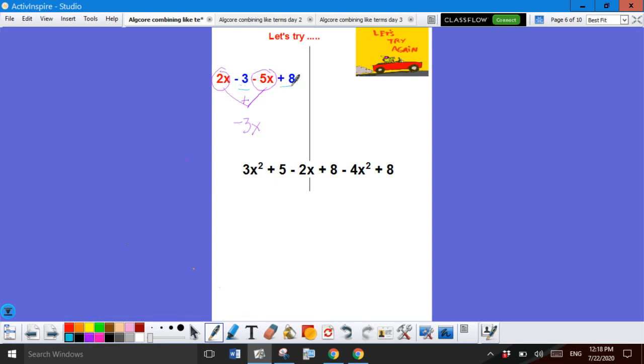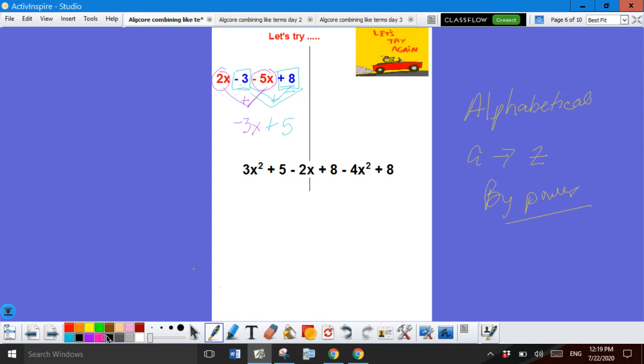And then if I take a look at my numbers, I have a negative 3, a positive 8. So negative 3 plus 8, that is a positive 5. Okay? Now, this is important. When we write expressions, they are alphabetical. So we're going to go from A to Z by power. So that means the biggest power gets to go first, and the last thing is going to be the number.